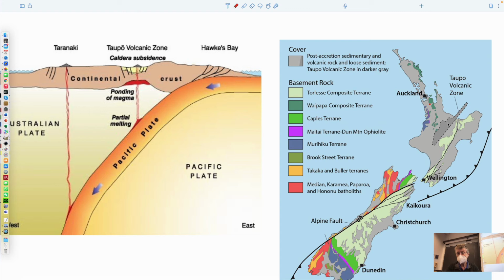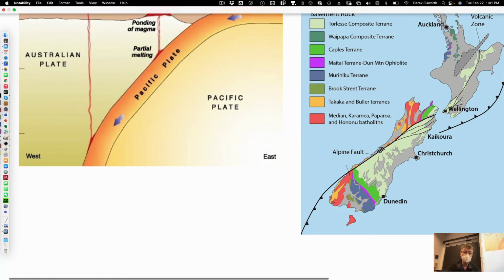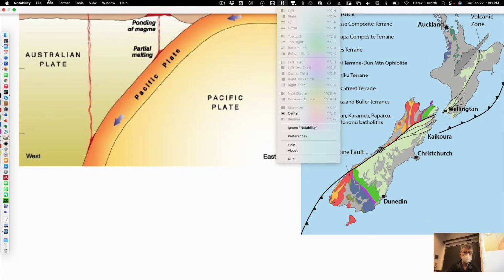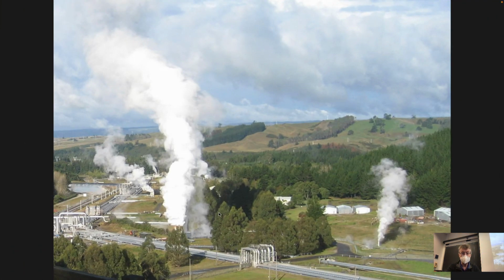And this is the place where all the geothermal resources are developed within New Zealand. So if we look at this, what's this? So this is exactly that. This is the Wairakei geothermal field. So it was the second active geothermal field that was exploited in the world. The first one was in Larderello in Italy, in the Apennines.